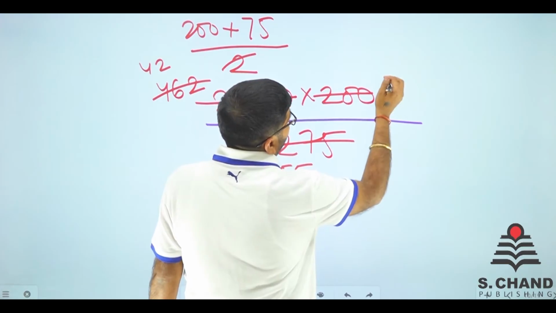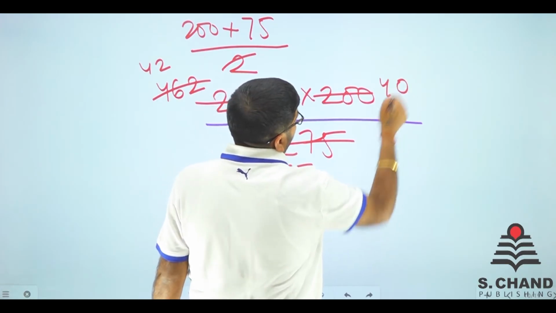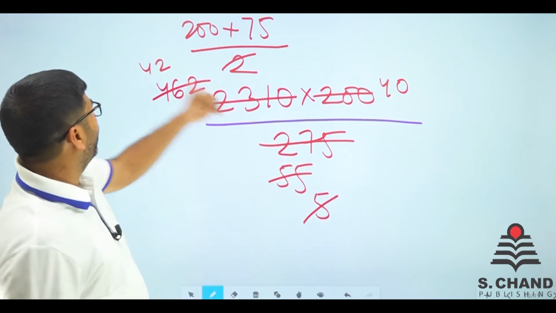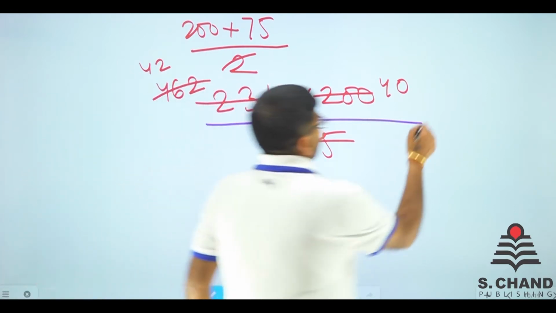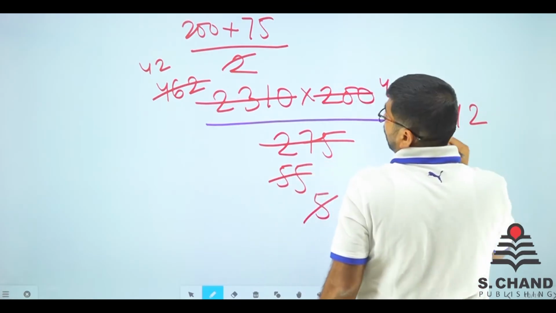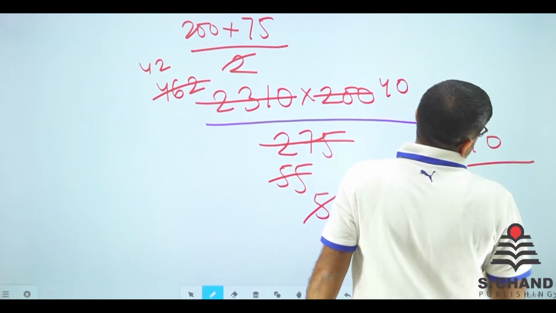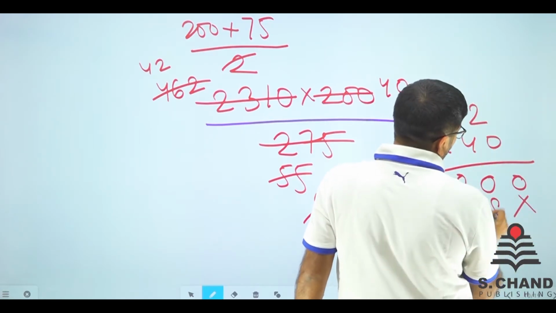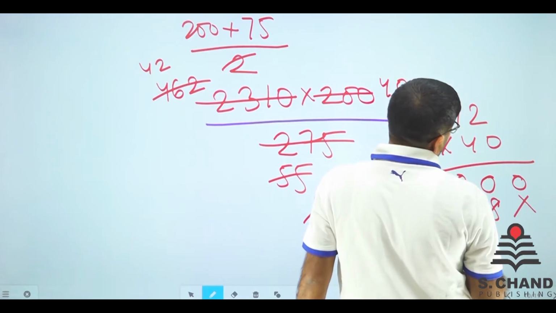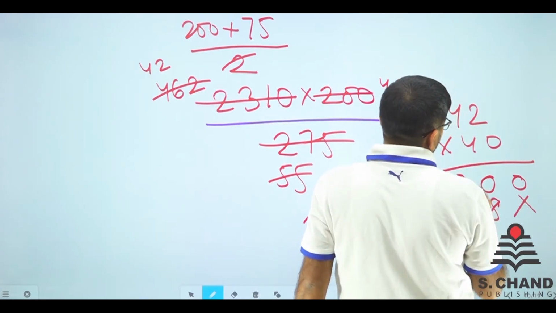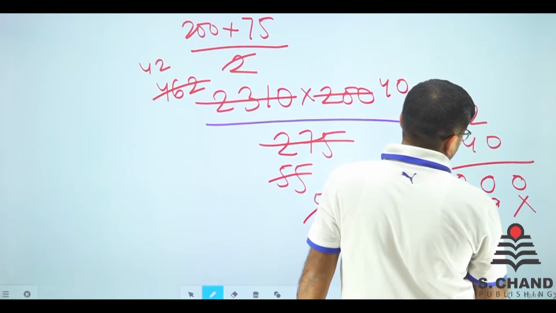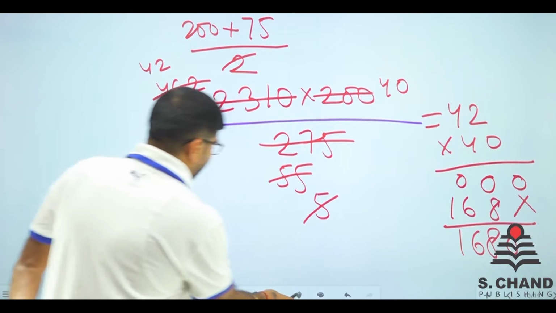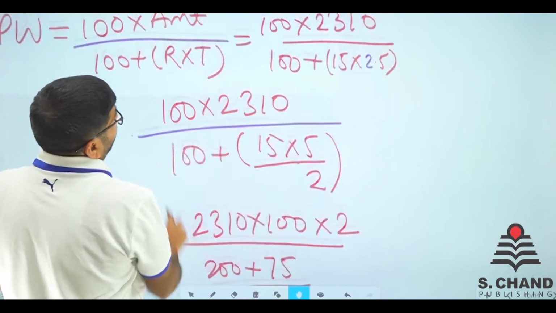5 into 40 is 200. So we get 40 into 42 as answer, right? So we just do 42 into 40. So we get 0, 0, whatever. 4 into 2, 8. 4 into 4, 16. So we get 1680 as our final answer. So the present worth today is 1680.